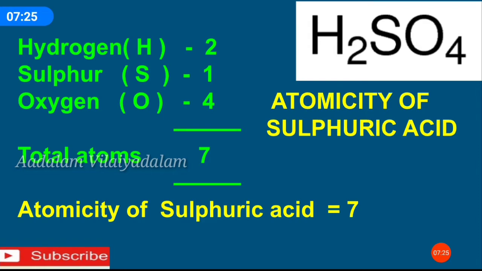How will you calculate the atomicity of sulfuric acid? Simply count the number of each atom. So sulfuric acid consists of 2 hydrogen atoms, 1 sulfur atom and 4 oxygen atoms. Hence its atomicity is 2 plus 1 plus 4 equals 7. So the atomicity of sulfuric acid is 7.